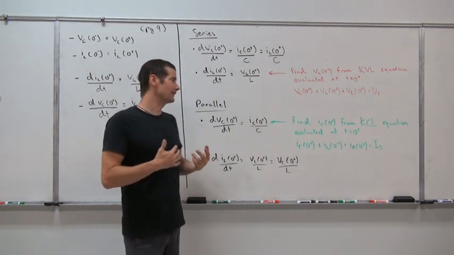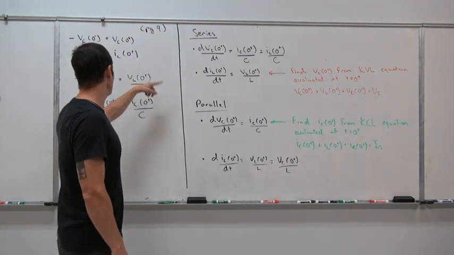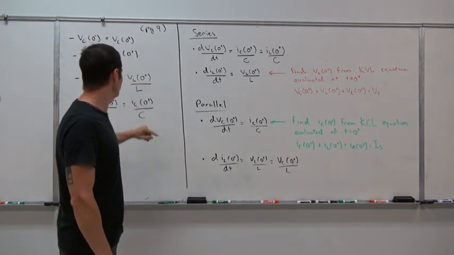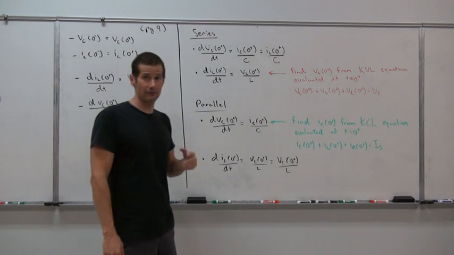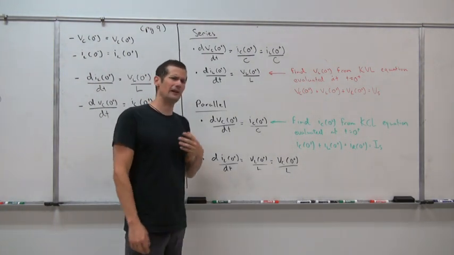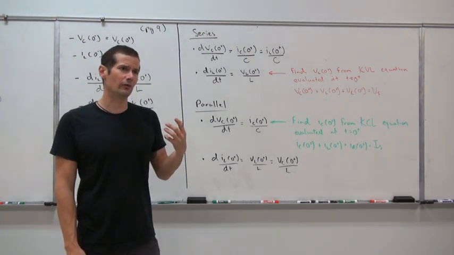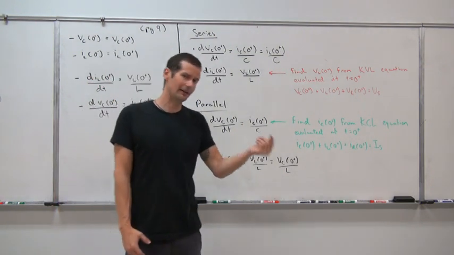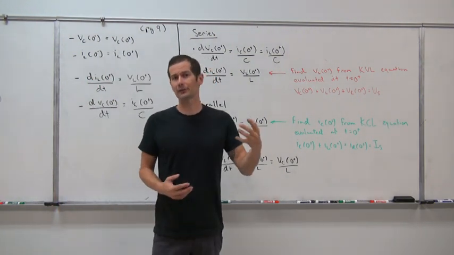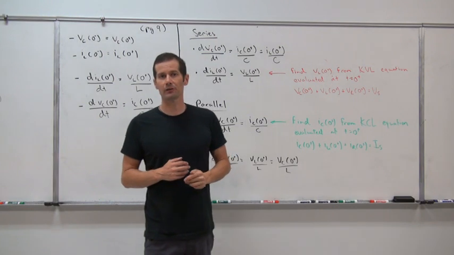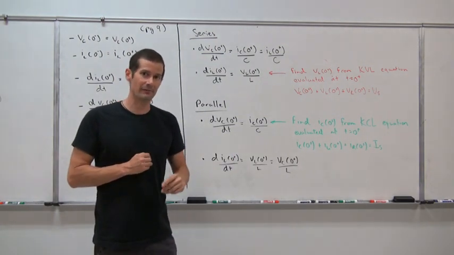So we can't just easily find a steady state condition for VL of 0 plus or IC of 0 plus, because we may have to do a little extra work to see how another element may be impacting those values, or how we're going to evaluate a KVL or KCL equation in order to gain those values themselves.